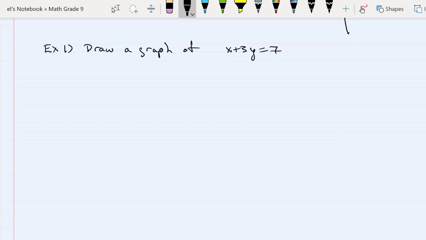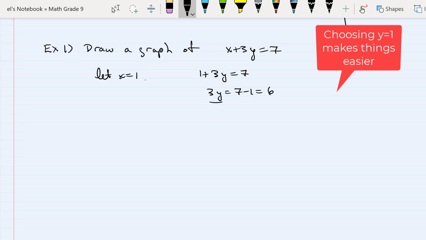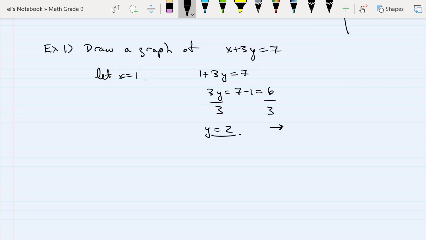Let us look at a couple of examples. Example 1, draw a graph of x plus 3y equals 7. We recognize this is a standard form. Step 1, let us choose a point. Let x equals 1. If x equals 1, we have 1 plus 3y equals 7. Now we are solving for y. We subtract 1 from both sides, so we have 3y equals 7 minus 1, which is just 6. If we divide both sides by 3, we have y equals 2. We can say, therefore, that we found the point 1, 2.